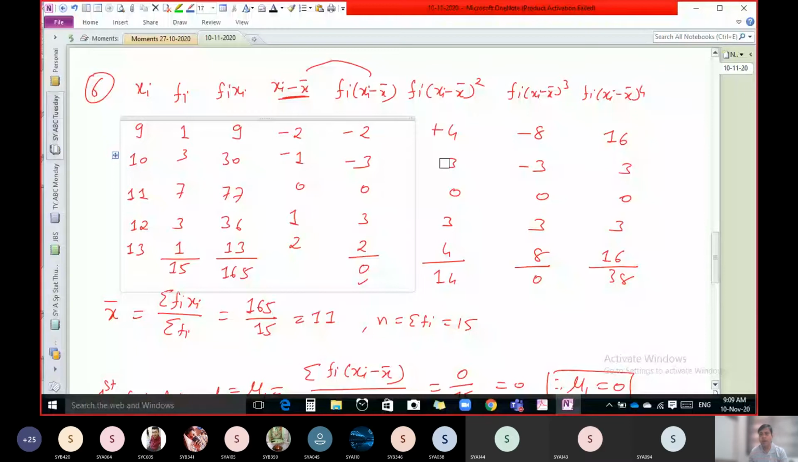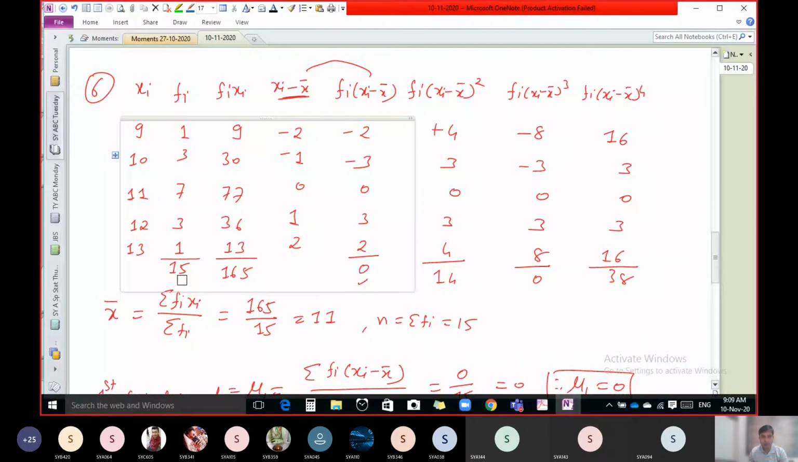And now power 4 we require. So multiply this with once again xi minus x bar. So minus 8 into minus 2, we get 16. Minus 3 into minus 1, we get 3. 0 into anything 0. 1 into 3, 3. And 2 into 8, 16. Total is 38.